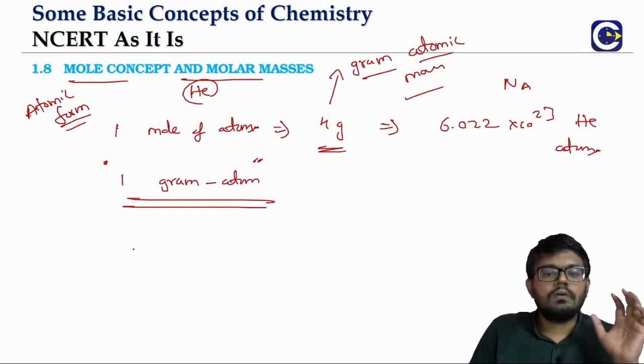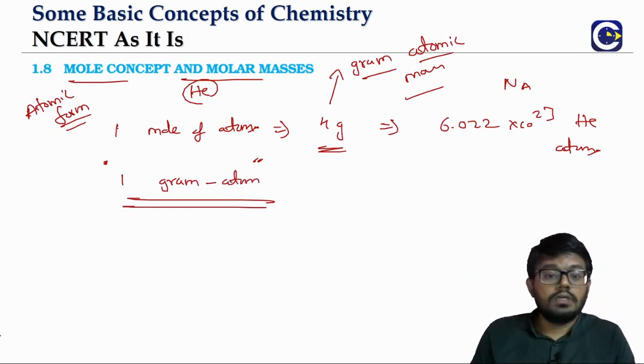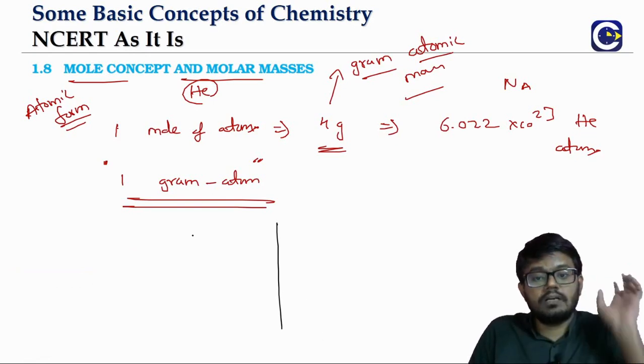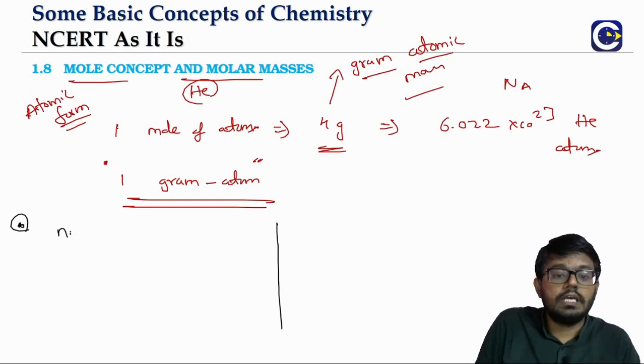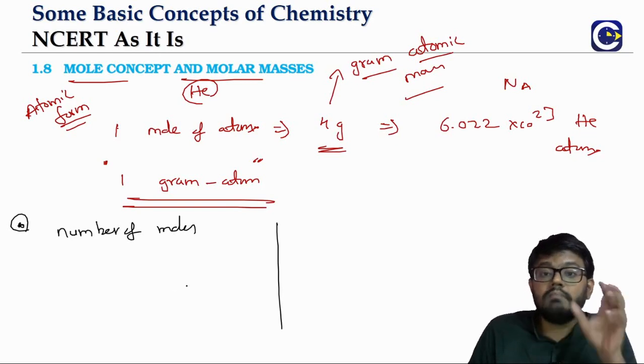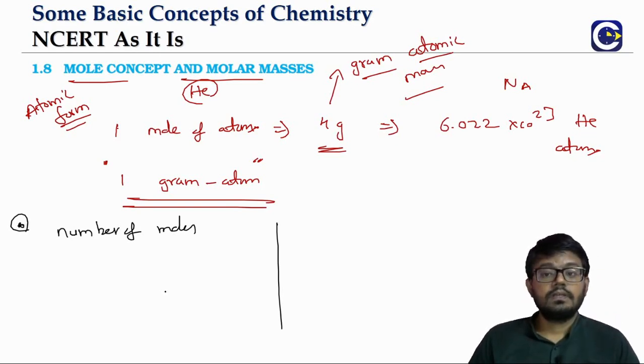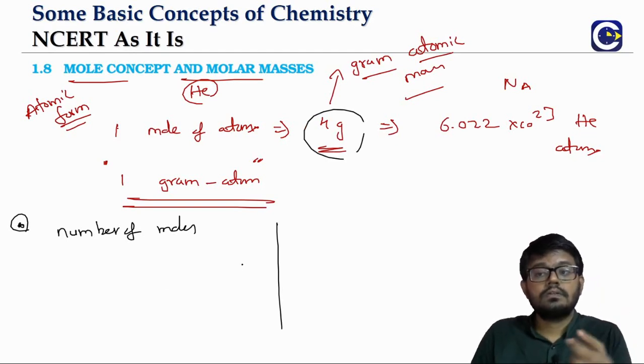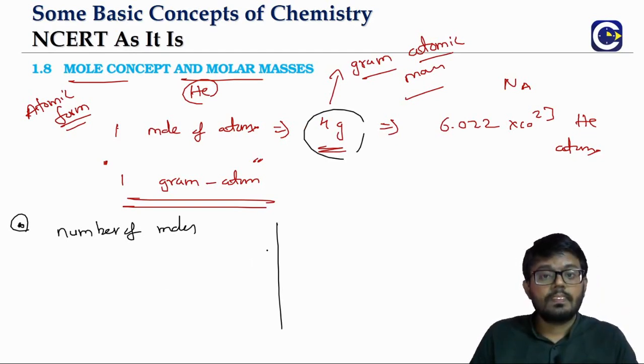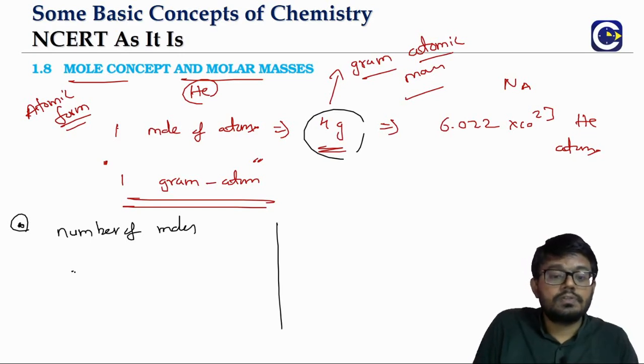Now, previously we have seen how to estimate the number of moles based on the particles. What is the formula? Given number of particles divided by Avogadro number. Here we will see how to count the number of moles based on the mass. 1 mole means what is the mass? The gram atomic mass. So if you want to calculate the number of moles, it will be equal to the given mass in grams divided by the gram atomic mass.